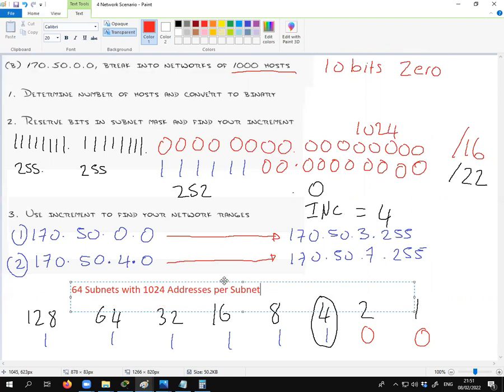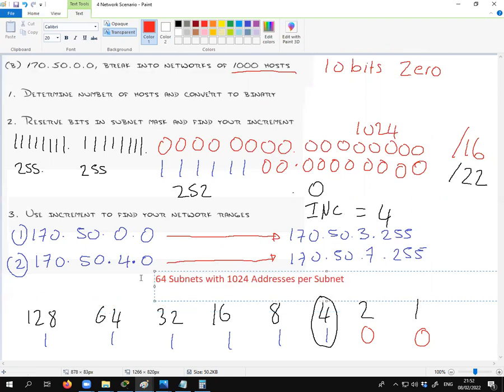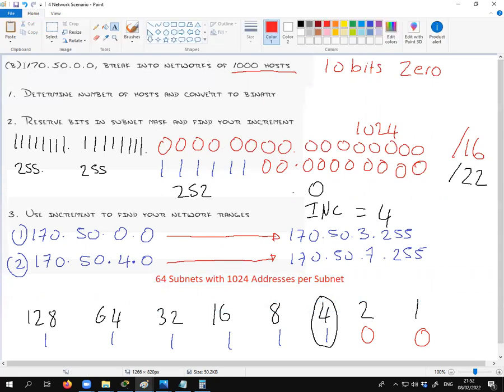So if you think about it, a class B on its own by default will give us this network here, unchanged, as one large network with 65,536 addresses. We took this one class B and divided it into 64 subnets, and each of those 64 subnets will give us 1,024 addresses per subnet.